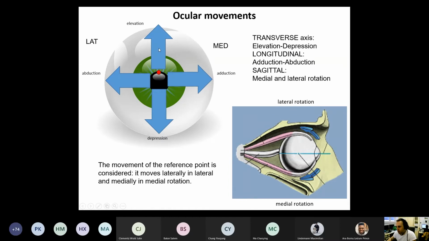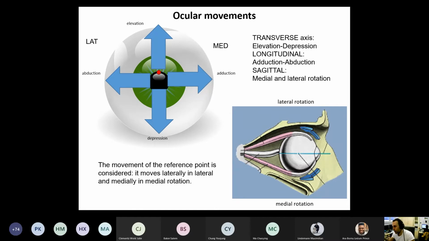If the point of reference is moving upwards, that's called elevation. And if it's moving downwards, that's the depression. Moreover, you can also have rotational movements, when the eye is rotating laterally or medially. In lateral rotation, this point of reference is moving this way, so lateral rotation like this, or this way. For this particular example, this is counterclockwise, the lateral, and clockwise is medial rotation.